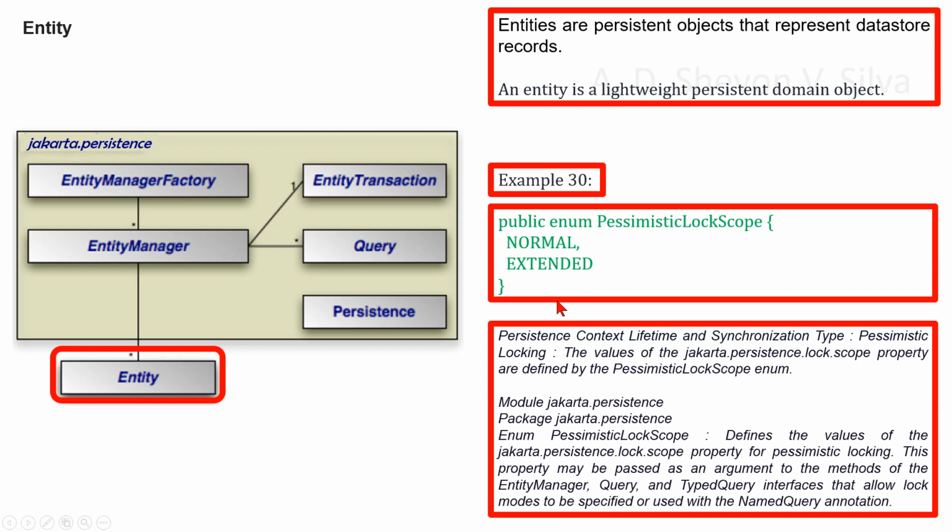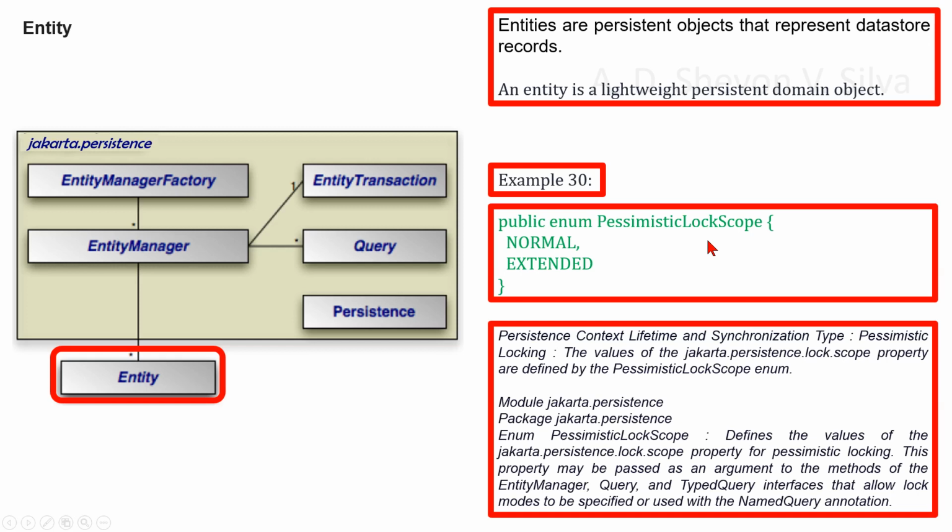This property may be passed as an argument to the methods of the EntityManager, Query or TypedQuery interfaces that allow lock modes to be specified, or used with the NamedQuery annotation. Locking such a relationship or element collection generally locks only the rows of the join table or collection table for the relationship or collection. This means that phantoms will be possible. The values of the jakarta.persistence.lock.scope property are defined by the PessimisticLockScope enum.